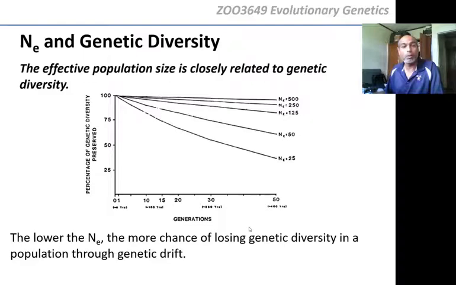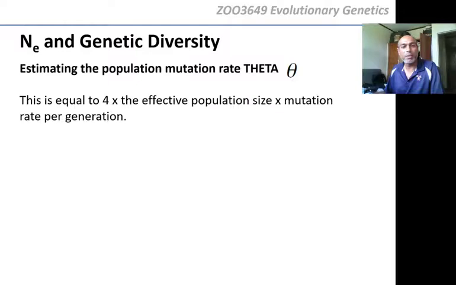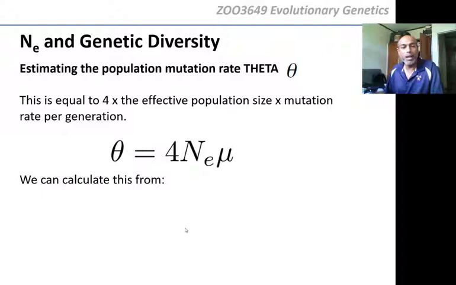How do you actually estimate the mutation rate or the population parameter theta? Theta, and I've given you this formula, theta is equal to 4NE mu, 4 times the NE times mu, the mutation rate. Here it is, 4NE mu. And we can calculate this theta in two different ways.